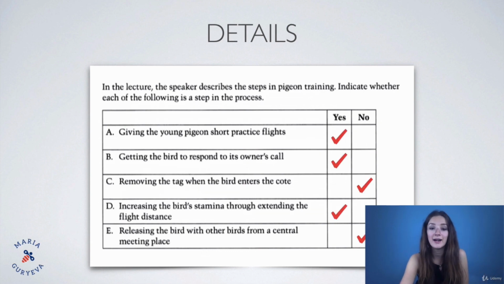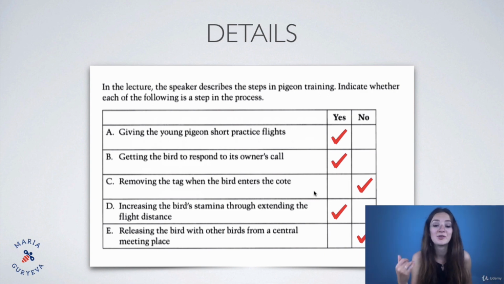So let's have a look. Here are the answers. We see that removing the tag when the bird enters the cote: the bird is entering and we're taking some paper out of its little leg. This is not a step in the pigeon training, right? The bird didn't learn anything from that. You took some stuff from its leg. So the bird stayed as stupid or as smart as it was before. There was no training going on.